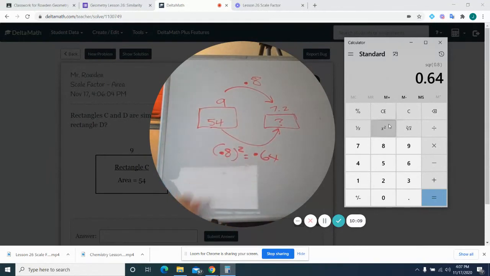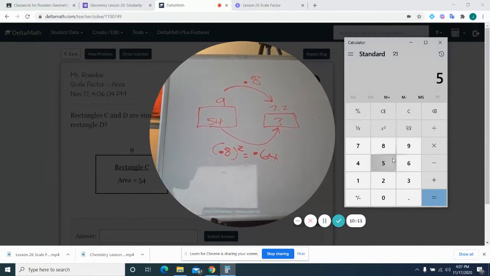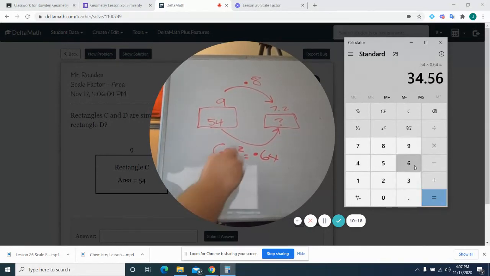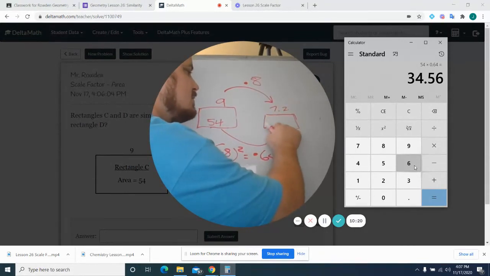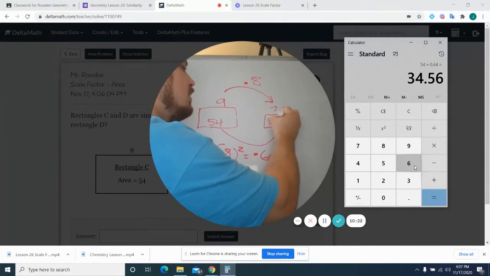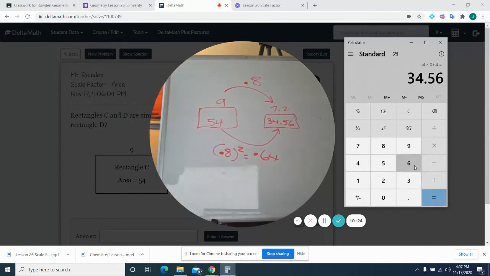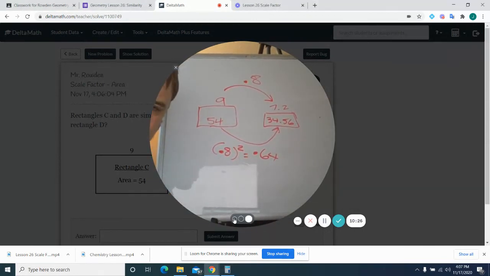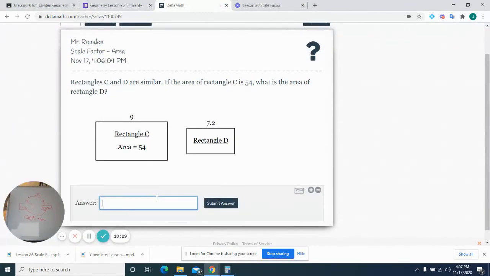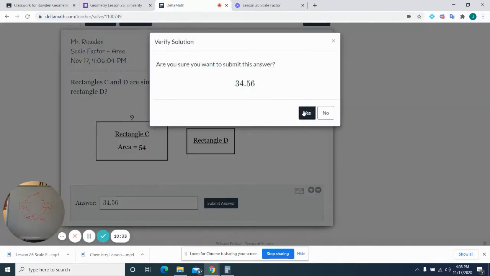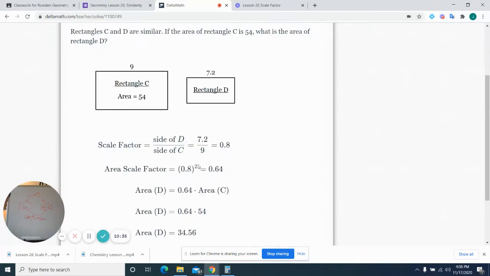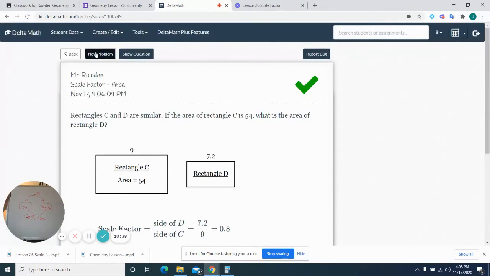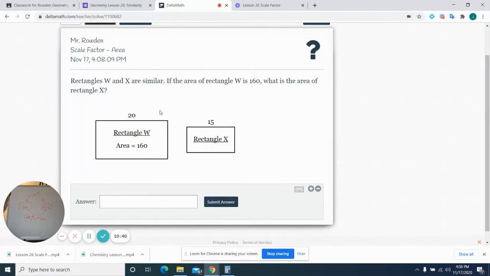So let's do 54 times 0.64. So 54 times 0.64, and we get an area of 34.56. So right here is 34.56. And everything is happy. Let's do one more question.